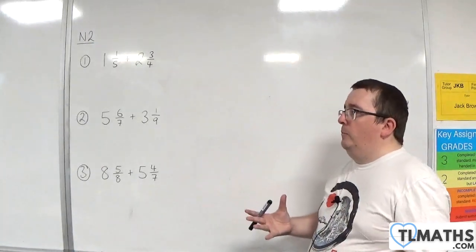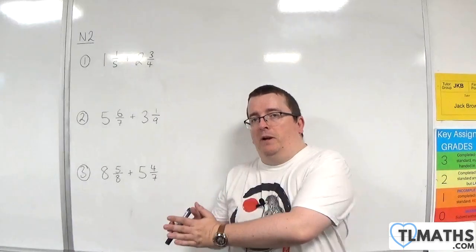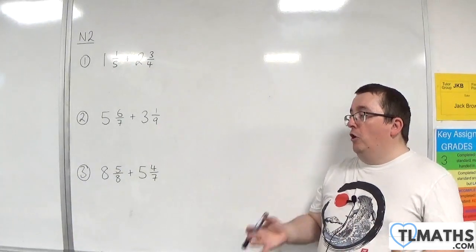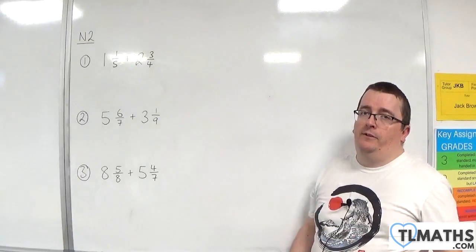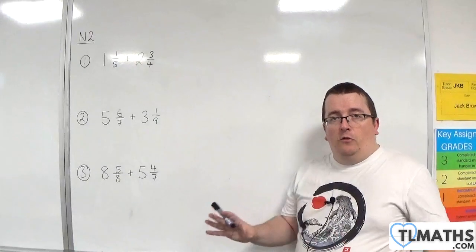For these three examples, I'm going to use the first method, so adding the integer parts together, adding the fractional parts together, and then combining. Because in the long run, that's probably the easiest way forward, especially if you're doing it by hand. Okay? You're free to do it the other way if you prefer.